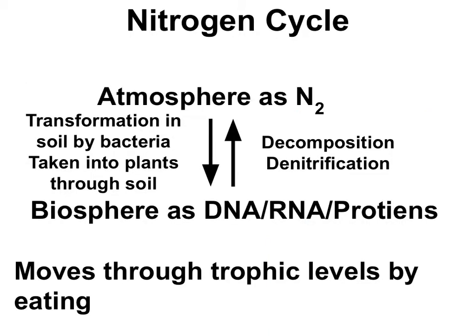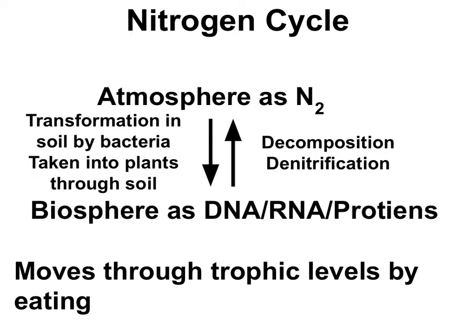Here's a simplified overview of the nitrogen cycle. In its abiotic form, nitrogen is found as N2, nitrogen gas, in the atmosphere. Nitrogen makes its way into the food web by many steps. First, bacteria transform nitrogen in many chemical reactions in the soil.